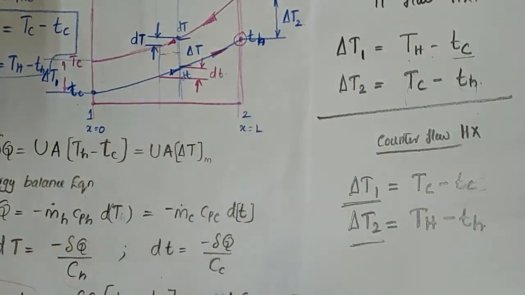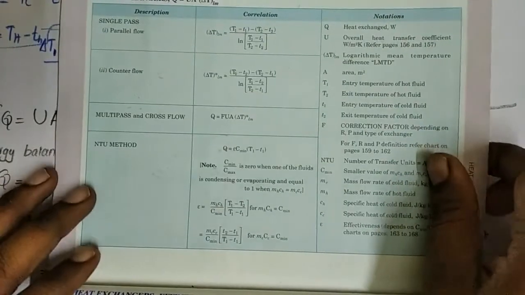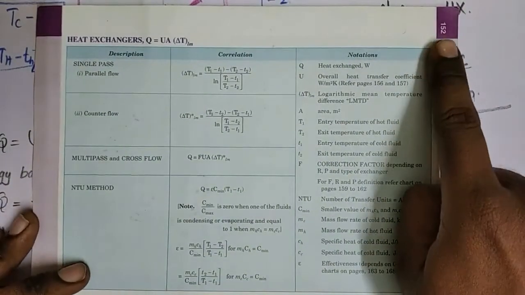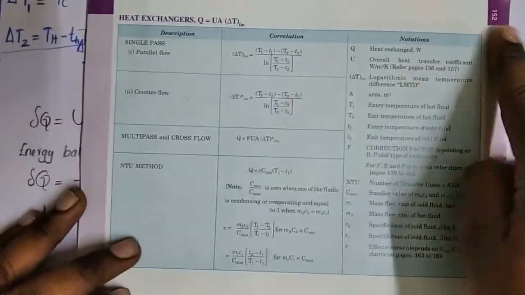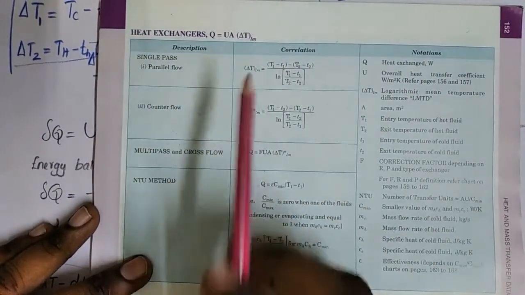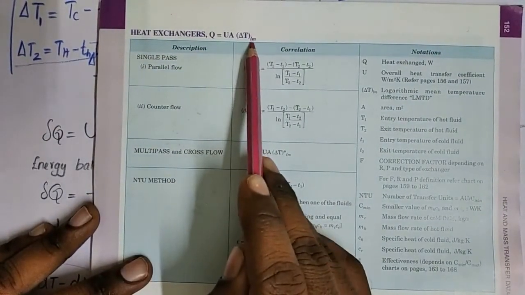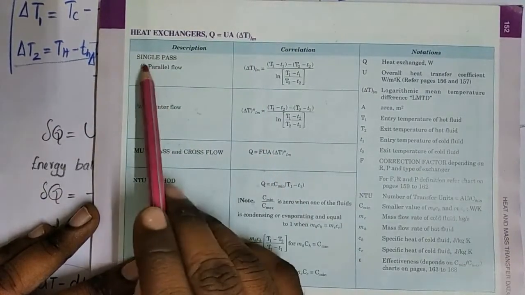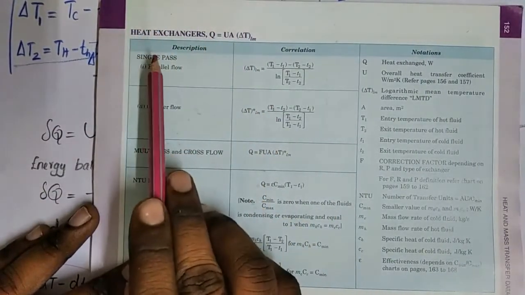Now, in our data book also, the same notation is given for the heat exchanger. You can see it on page number 152. On page 152, you can see from the heat exchanger formula, Q is equal to UA into delta T LM, the logarithmic mean temperature difference, for the single pass heat exchanger.